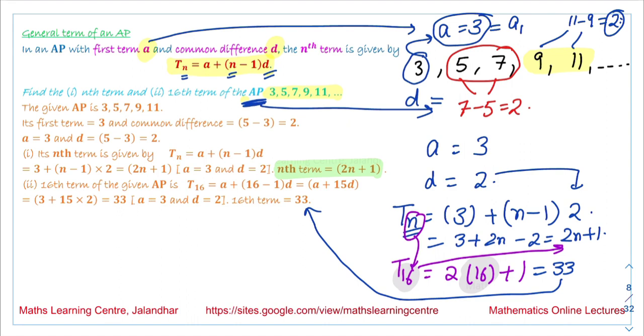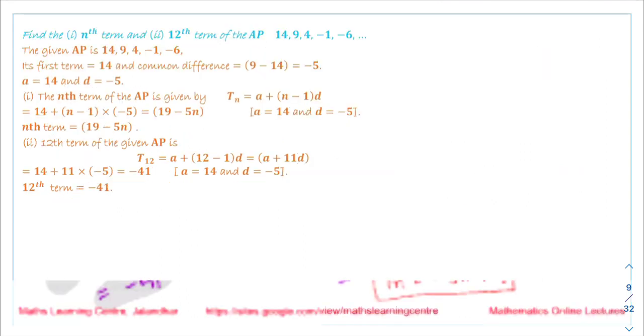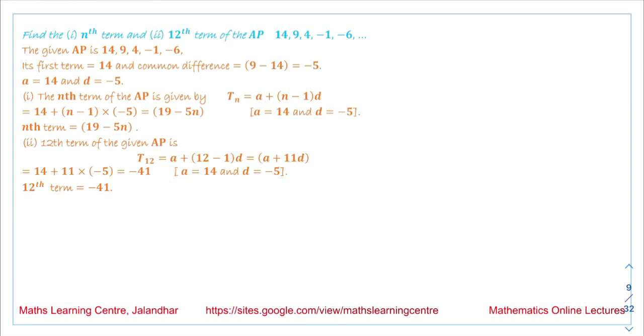Now next is: find the nth term and the 12th term of this AP. So the first term we have is 14. So the value of A is 14. To calculate the common difference, we consider any two consecutive terms. Say I am talking about 4 and 9. Then the value of D will be 4 minus 9.